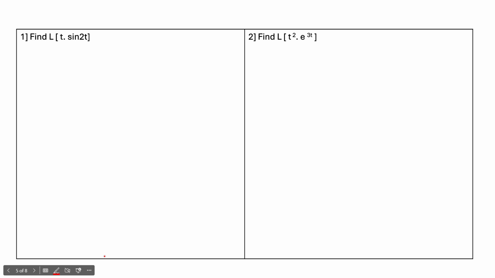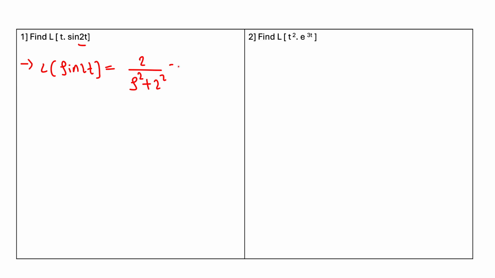Let's see some questions on this topic, so your topic will be clear. This is our first question: find Laplace of t into sine 2t. Now you can see the last term is sine 2t, and sine 2t is multiplied by t, right? So again, initially you have to find Laplace of the last term, that is sine 2t. The Laplace of sine 2t will be 2 over s square plus 2 square, or simply 2 over s square plus 4, since 2 square is 4.